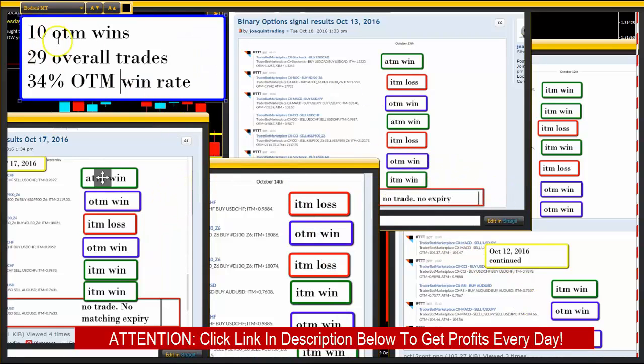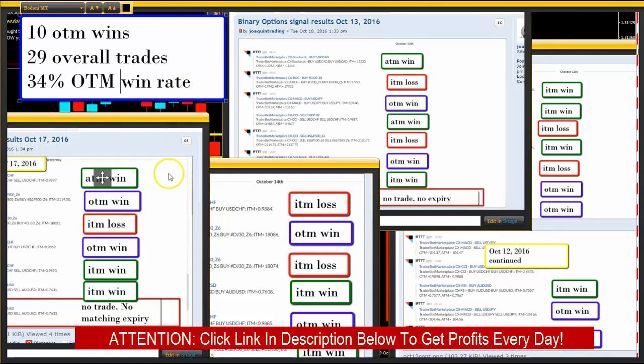Okay, so you can see right here that there's a 34% OTM win rate. Overall, there's 29 trades over the past 4 days. To get all the other statistics, just go on the forum and look them up. Get out a pen and paper and write it down. We need statistics before we can go on with any of our trading. So we know there's 10 OTM wins, 29 overall trades, and a 34% OTM win rate.